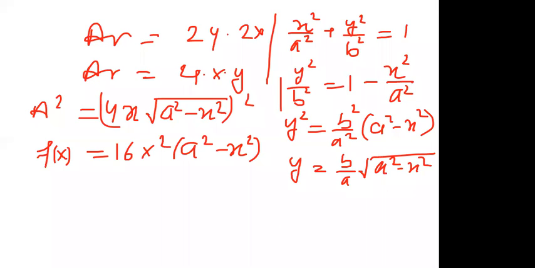b upon a I have not written. That's why Sachin might be raising his hand. So I must show you that also, b upon a. So it will become b square upon a square. Sachin, same was the problem? Yes, sir. Okay.